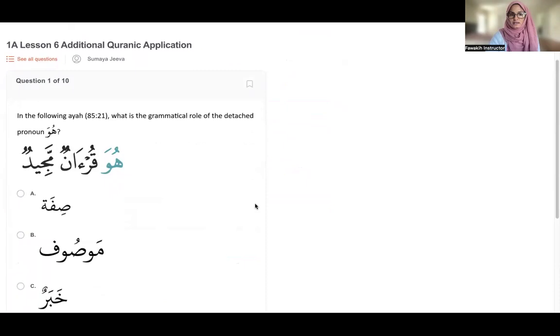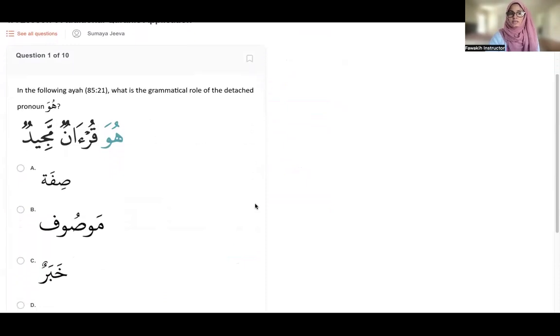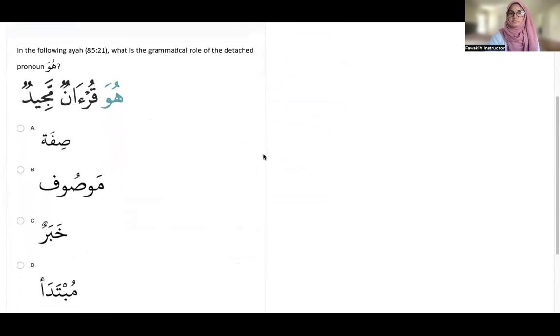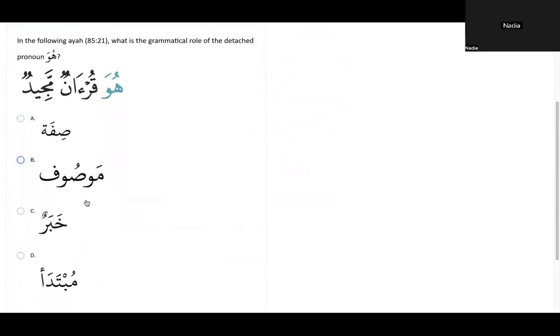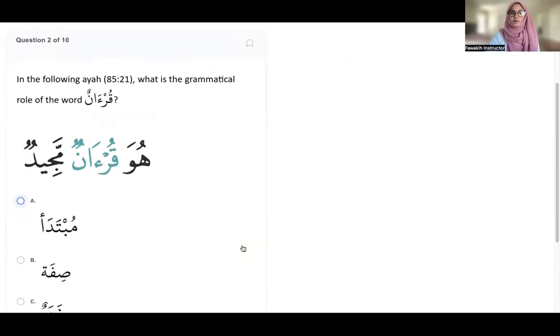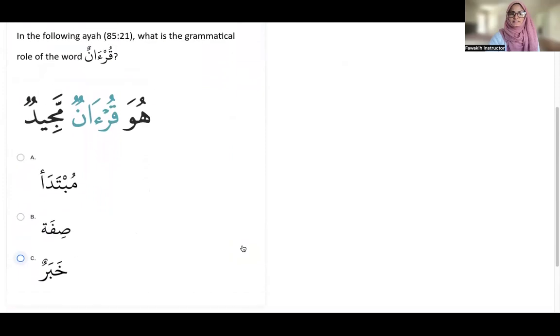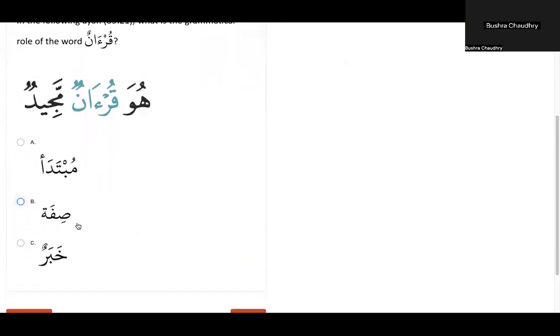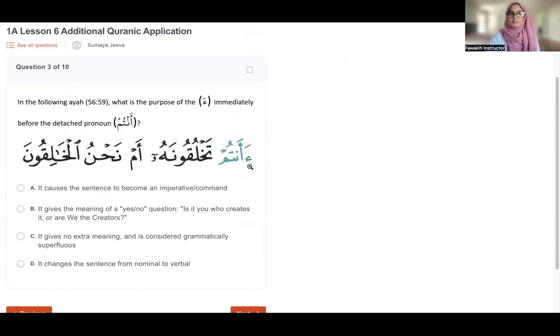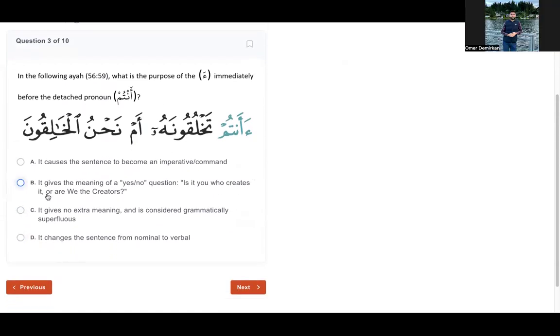Okay. In the following ayah, what is the grammatical role of the detached pronoun huwa? Huwa Qur'anun Majid. مبتدأ. It's a mubtada. In the following ayah, what is the grammatical role of the word Qur'an? Huwa Qur'anun Majid. خبر. Yes, it's the khabar. Okay, in this ayah, this in the beginning, what does it do? What does it convey? Question. Yep, and so that is B, yes and no question.